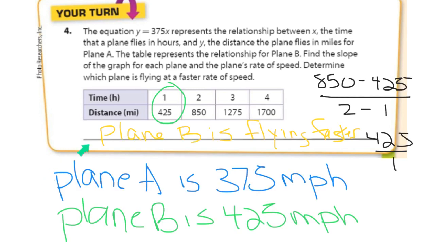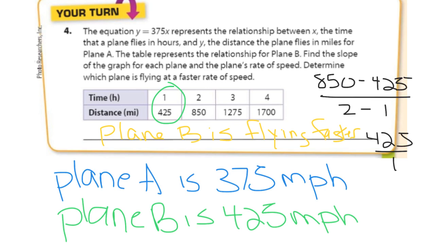Okay, so what we did here is we took the 375 for plane A. That's going to be the unit rate, the rate of speed, the constant of proportionality. Plane A is flying at 375 miles per hour. Then for plane B, you can take 850 minus 425. 2 take away 1. That's 425 over 1. So this slope, this rate of speed, this unit rate, this constant of proportionality is 425. Since this number is larger, plane B is flying faster.